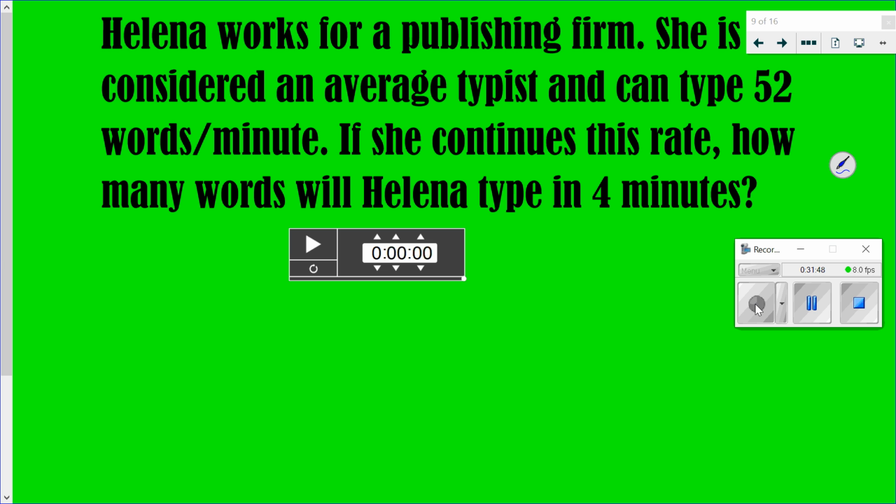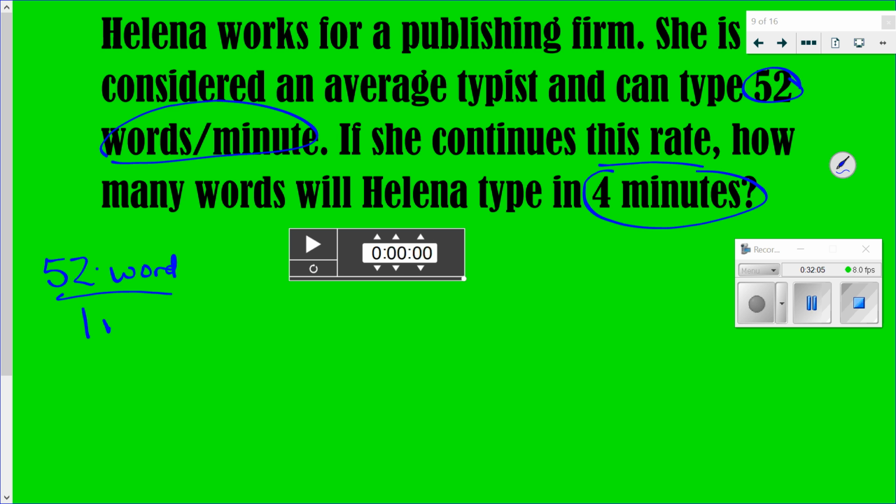Okay, so let's look at it, guys. They can type 52 words per minute. If she continues at this rate, how much in 4 minutes? So start with the rate. Be sure you write down the units. 52 words per minute. That means 1. If you guys will just write this down, just like I'm doing right now, this should be easy. What's that third piece of evidence they gave us?